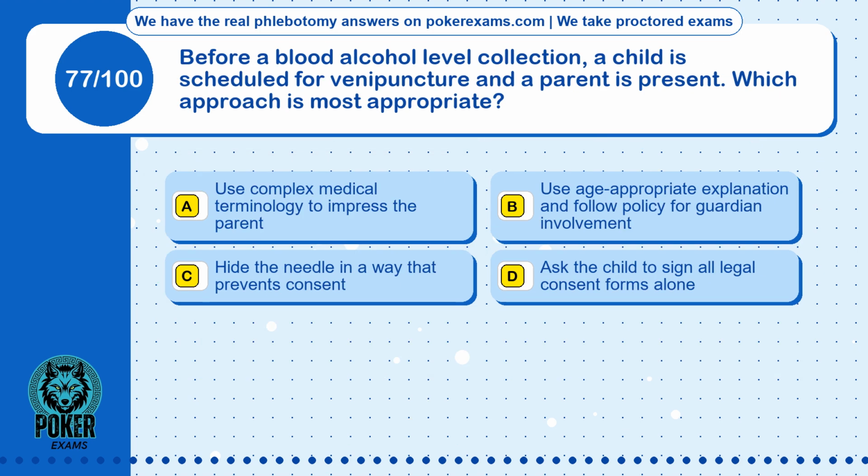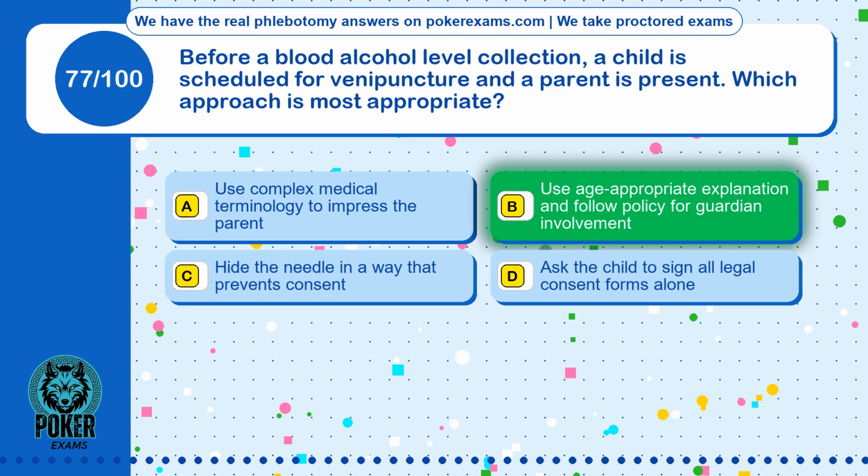Question 77. Before a blood alcohol level collection, a child is scheduled for venipuncture and a parent is present. Which approach is most appropriate? Option A. Use complex medical terminology to impress the parent. Option B. Use age-appropriate explanation and follow policy for guardian involvement. Option C. Hide the needle in a way that prevents consent. Option D. Ask the child to sign all legal consent forms alone.